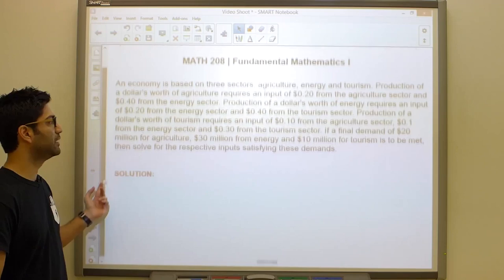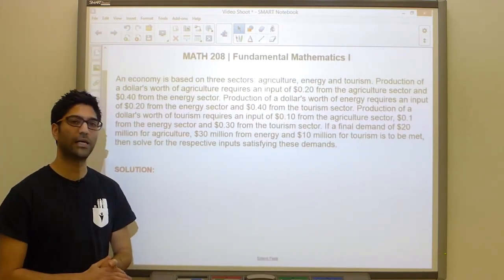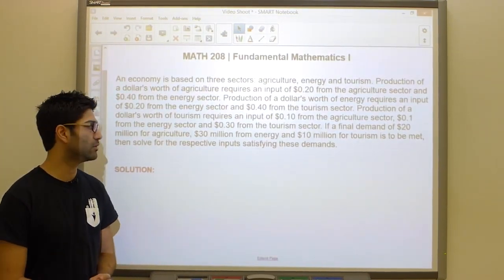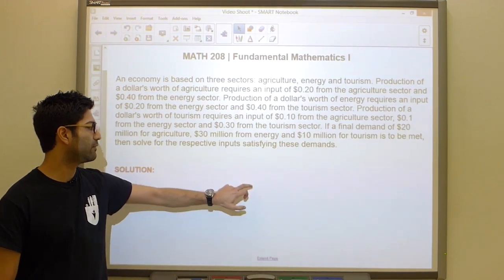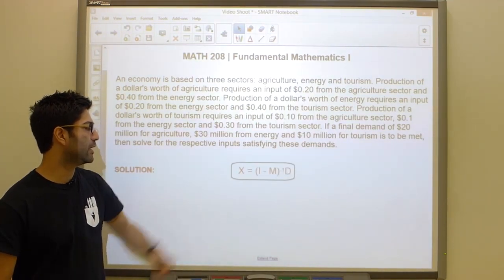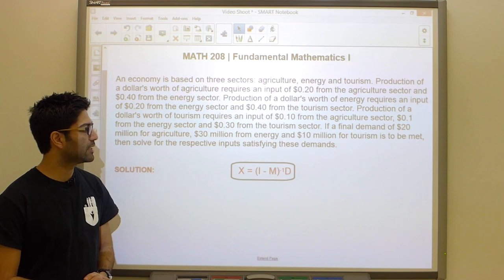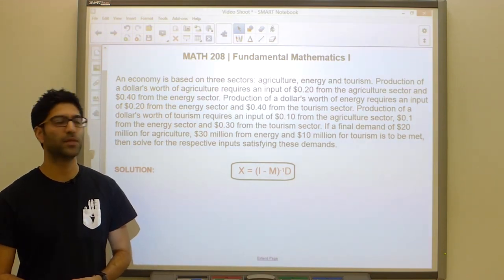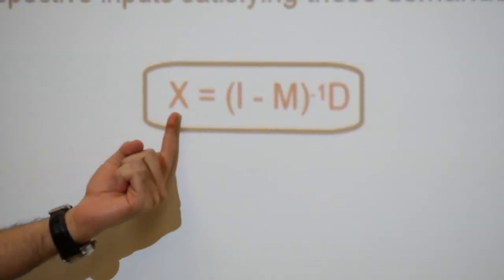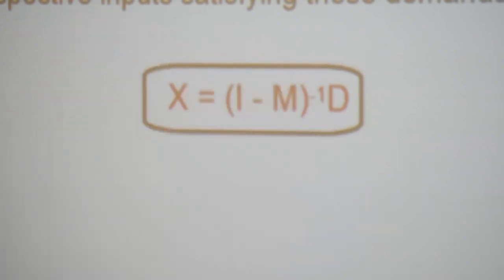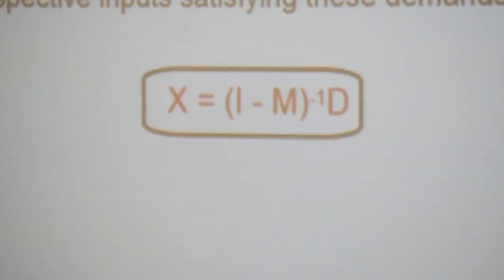Now, what you have to remember in this solution is that there's a formula that we're going to have to apply in order to get to the answer. And that formula is this one: x equals (I minus M) inverse times d. So this is how we can solve for x. We have to apply this formula. Let's take a look at how to do that step by step.